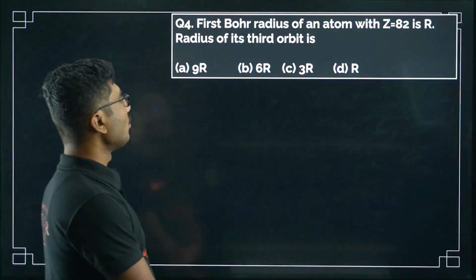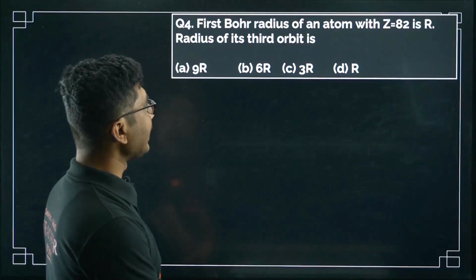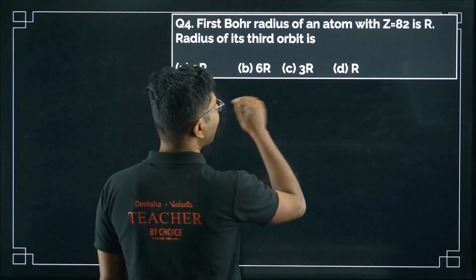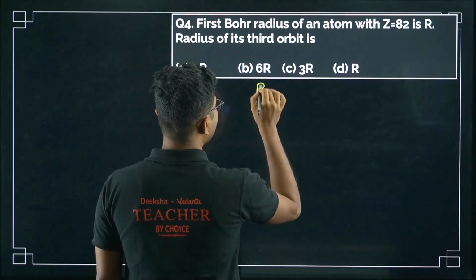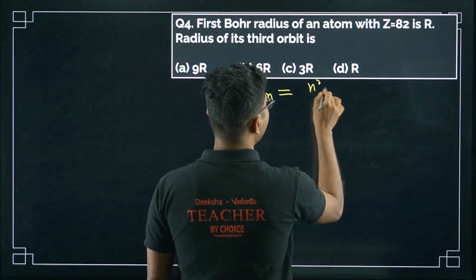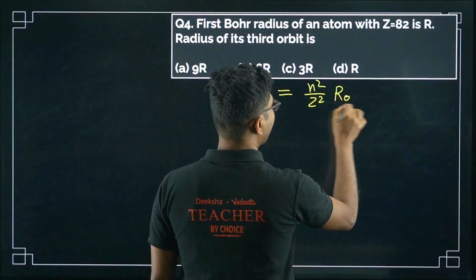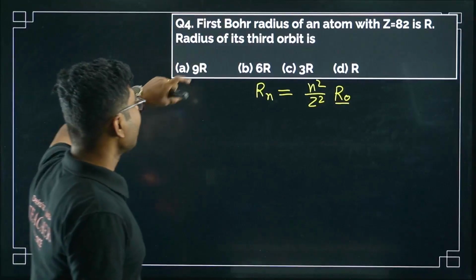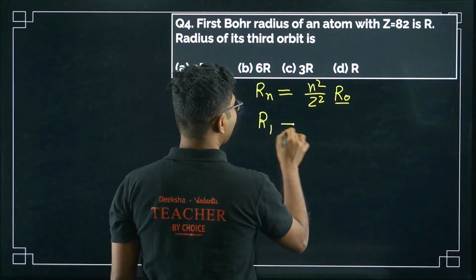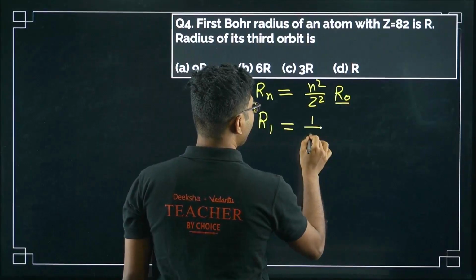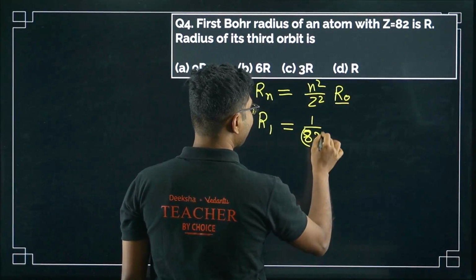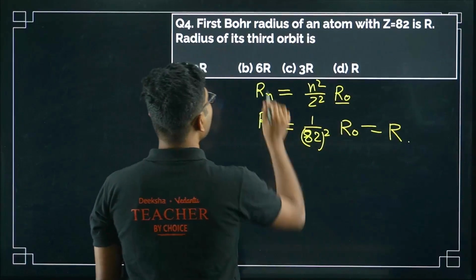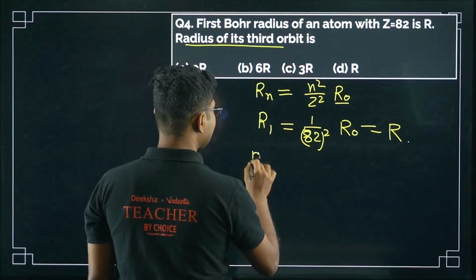Next, first Bohr radius of an atom with z equal to 82 is r. Radius of its third orbit is? So we know that Bohr radius is given by n square by z square r naught. R naught is Bohr radius, z is the atomic number. Now it is given that the first Bohr radius for z equal to 82 is r. 82 actually will not matter over here because they will cancel. They asked you what is the value of the third Bohr orbit, that is r3.